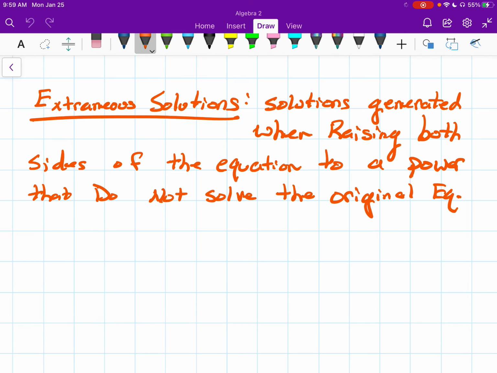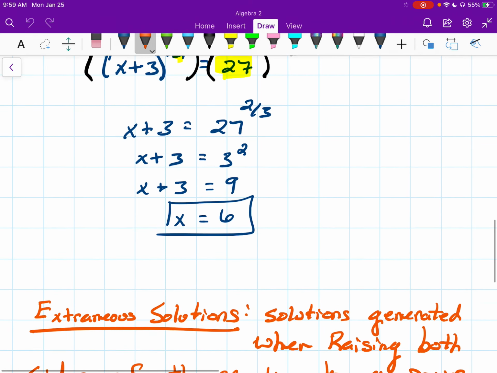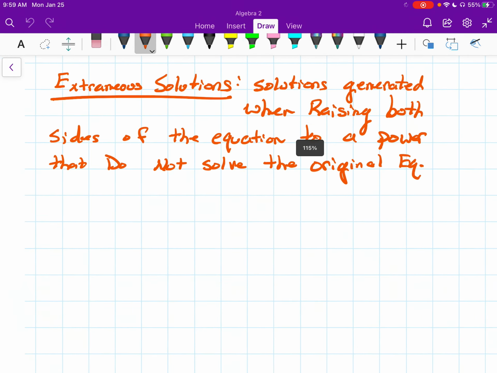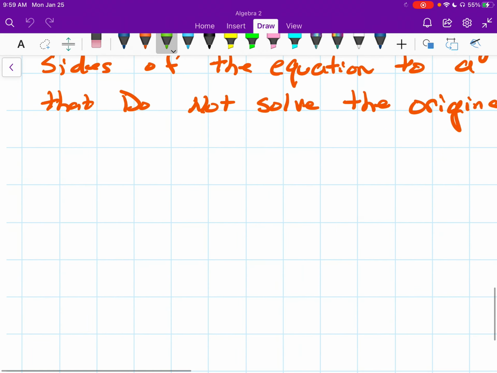So what's going to happen next is we're going to continue solving them like we were in the previous examples, but at the end, we're going to have to check. Were there extraneous solutions? Is there a bad solution there? So let's look at number 4 here.